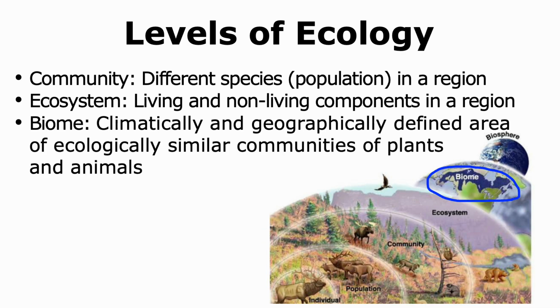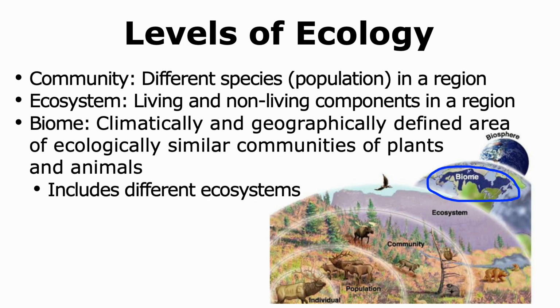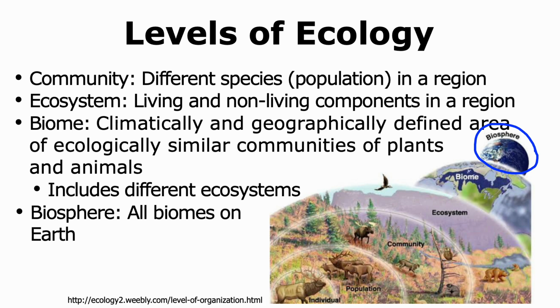A biome is an area that has a similar climate and geographical features. It usually harbors ecologically similar communities of plants and animals. It can include many different ecosystems. Some examples of biomes include the tundra, taiga, tropical rainforests, etc. The biosphere includes all the biomes that are present on Earth.